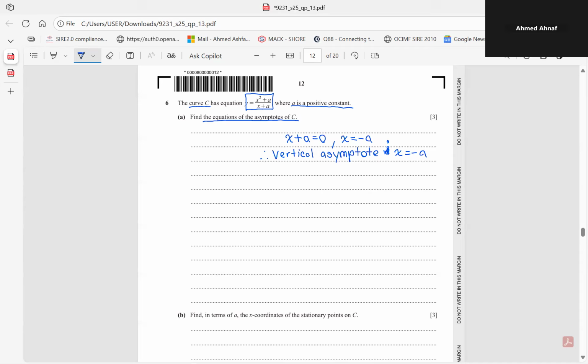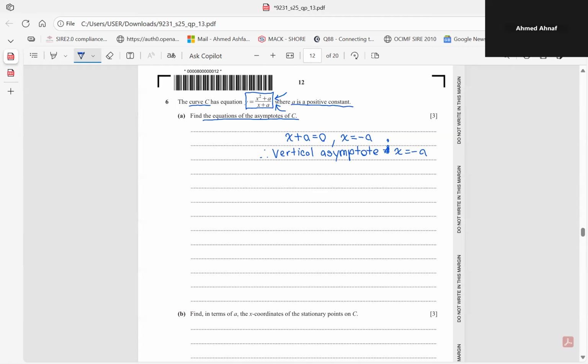Okay, and now to find the other asymptote, let's look at the equation. As you can see, the degree of the numerator is higher than the degree of the denominator. So this means that we will have an oblique asymptote. And to find the equation of the oblique asymptote, we should do long division for this. It's like how you make this into partial fractions. It's almost like that. So let's do that.